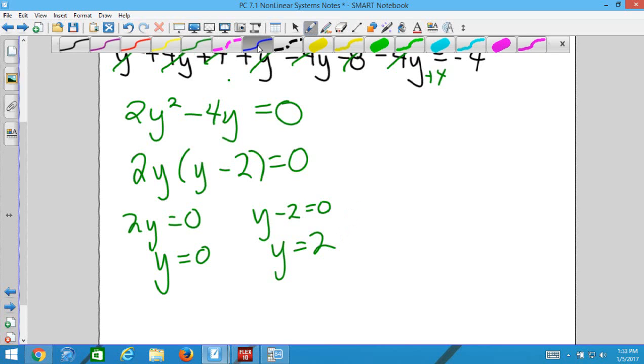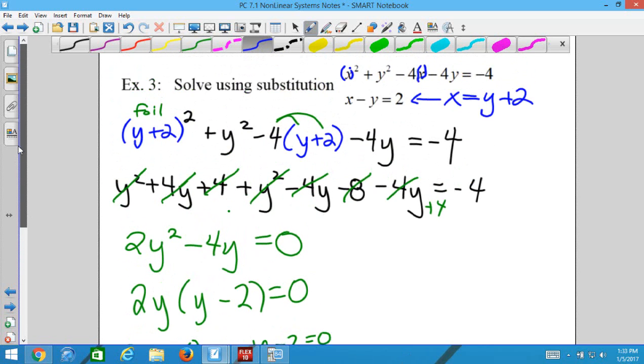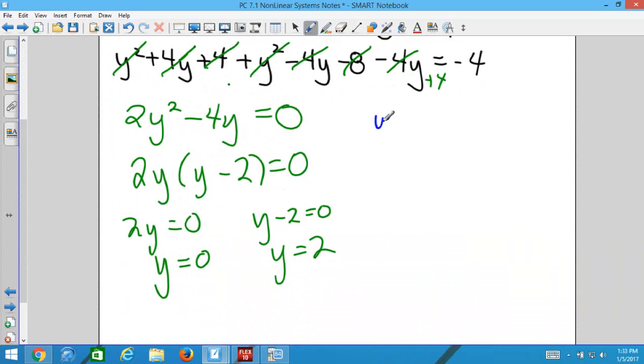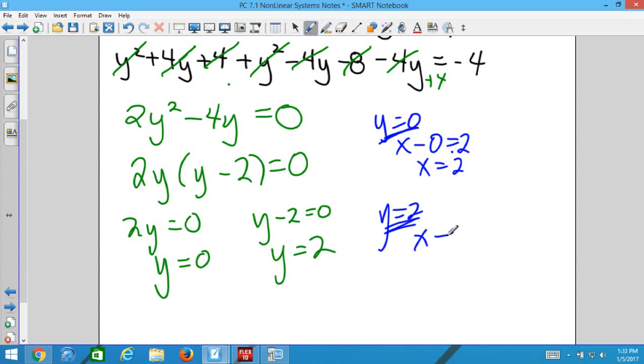So to solve for x, I'm going to take y equals 0. We're going to plug it into one of the originals. Which one should I plug it into? Second one, right? x minus y equals 2. So for y equals 0, we're going to do x minus 0 equals 2. So x is 2. That's for y equals 0. And then we also have y equals 2. We're going to do x minus 2 equals 2.